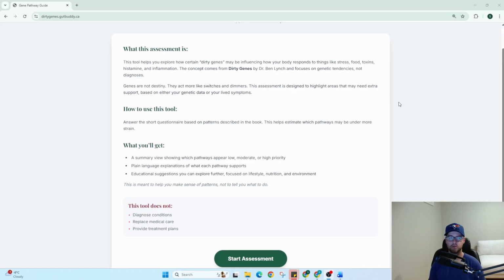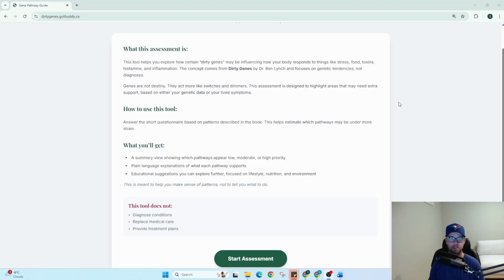You can use it whether you have genetic testing or not. So let's move over to the tool. You can find this tool on my website at dirtygenes.gutbuddy.ca. I'll put a link in the description for you to find it there. Again, this is a free tool. Navigate over to the website.